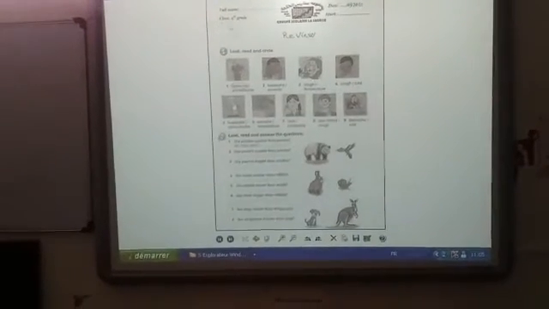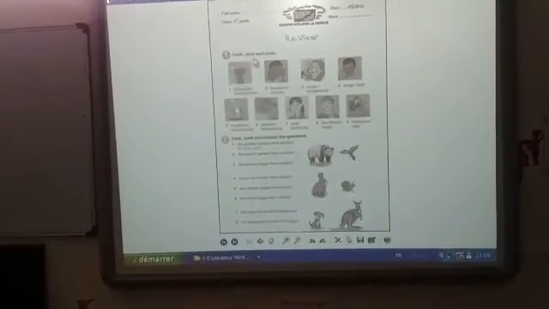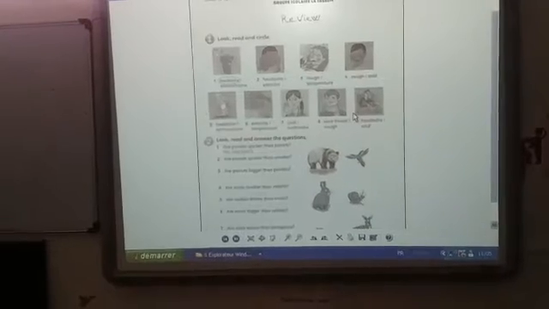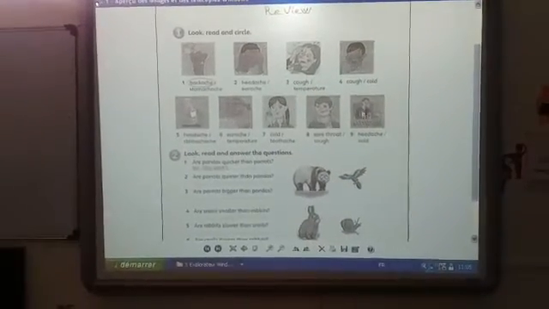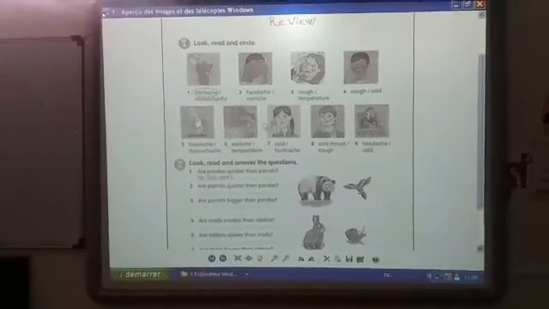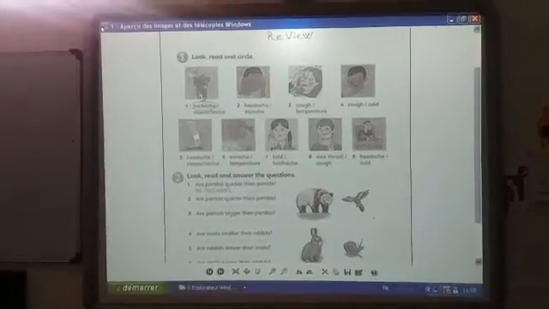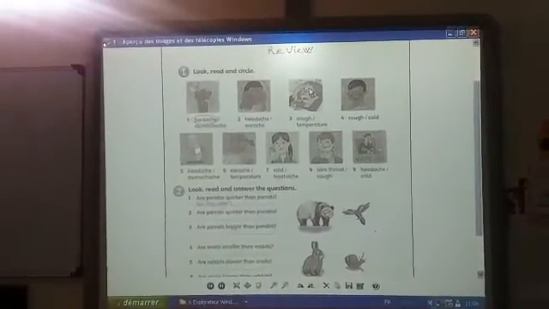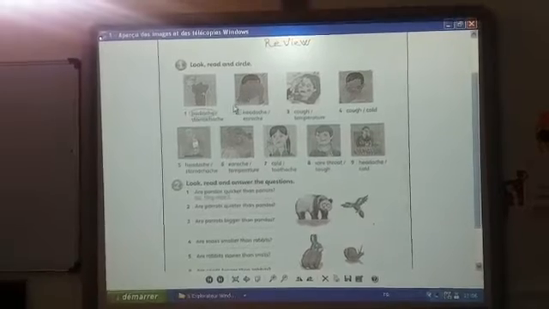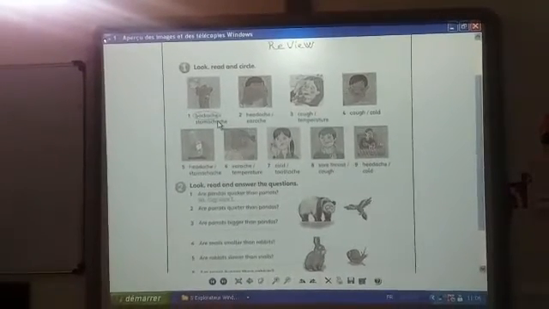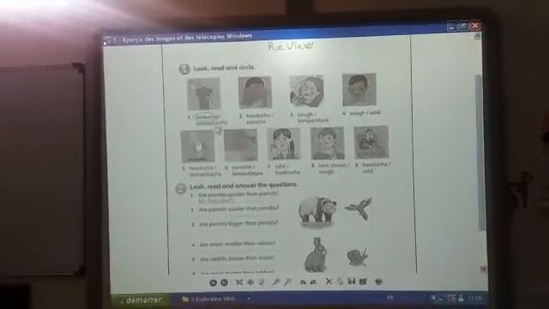So as you can see here on the first one, we have look, read, and circle. On the first exercise, we have 9 pictures, and each picture contains a different health matter. Or we can say each person here has a different health problem. And just under each picture, we have 2 of the problems.